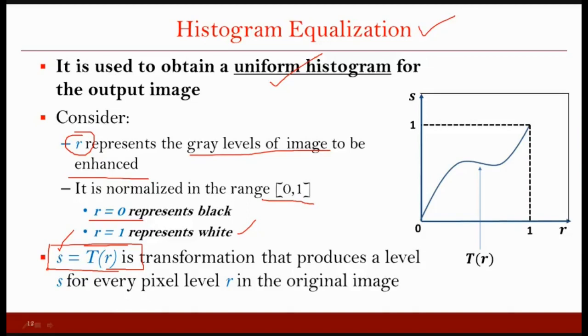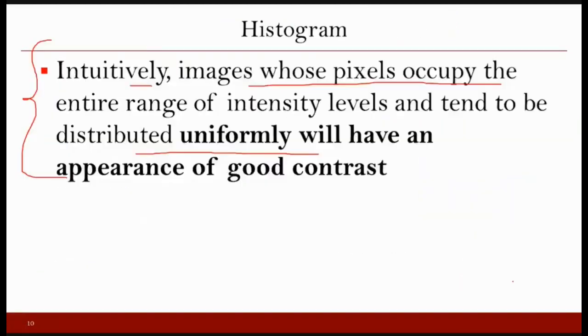Now in this mapping, let's say in your input image you had a gray level R equal to 0.4, let's say. Okay. One more thing, let us try to understand that from these examples.